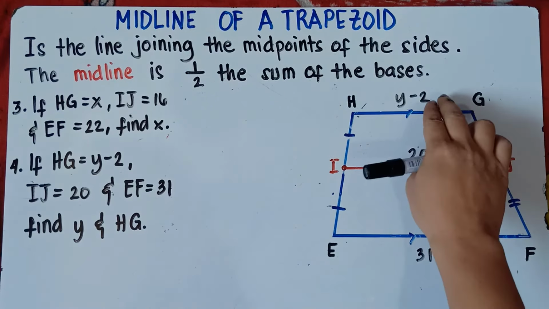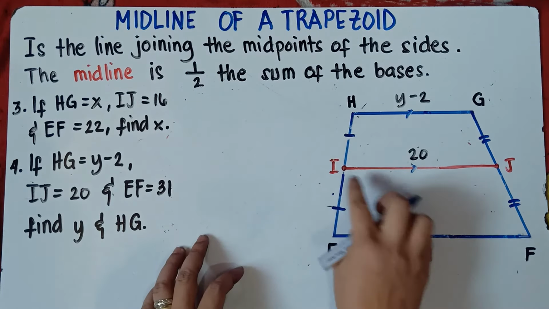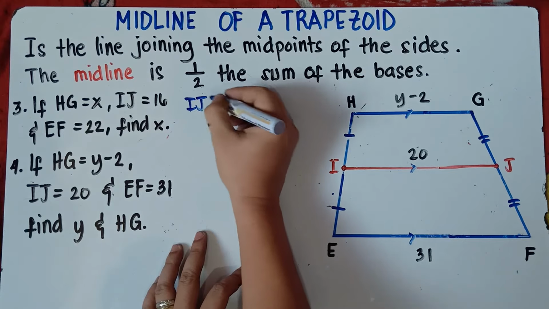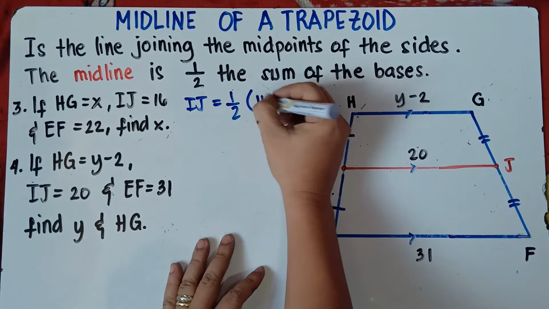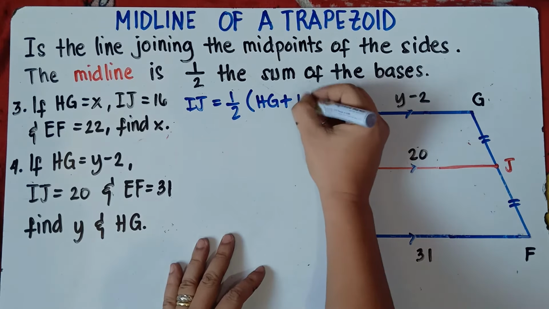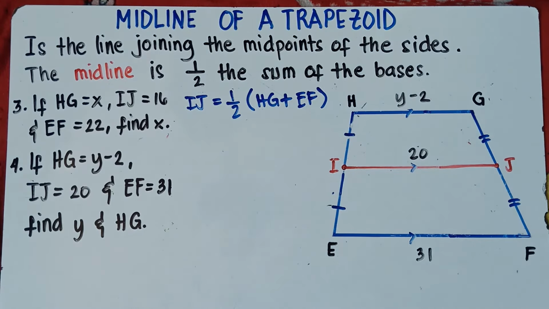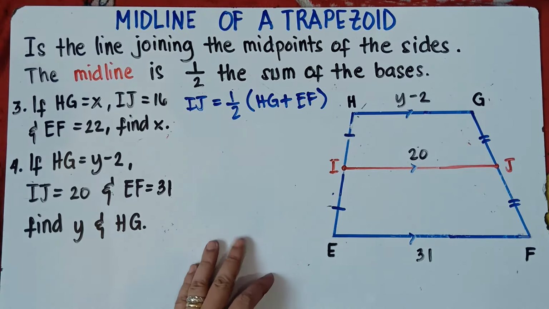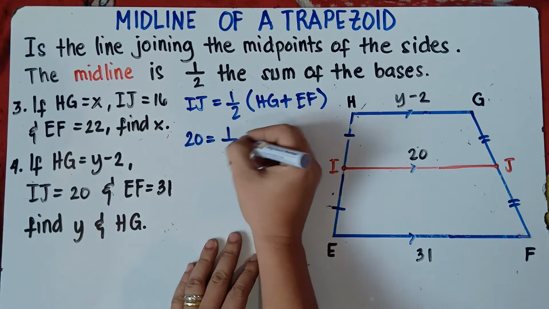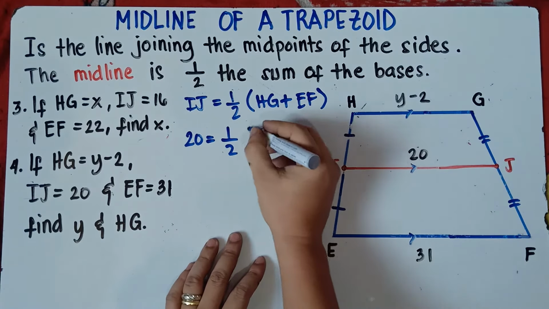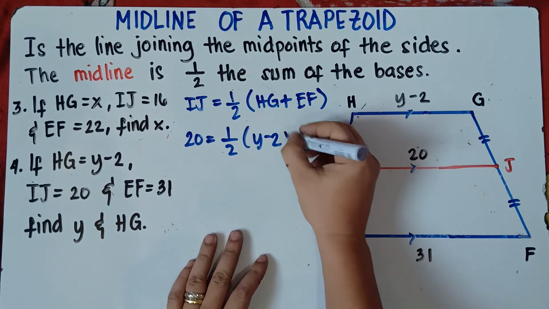Once again, to find HG, we need to use the formula, and the formula would be the midline. So IJ, the midline, is equal to 1/2 the sum of the bases, HG plus EF. Once again, guys, always use the formula to find the value of y, the value of x, and many more. So IJ, that is 20, is equal to 1/2, then HG, that is y minus 2, plus EF, 31.